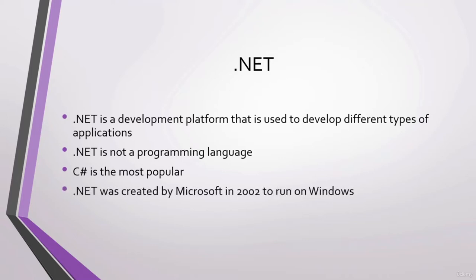.NET was created by Microsoft in 2002 to run on Windows. The idea was to have a framework that would assist you when developing applications. This framework takes care of things like memory management, exception handling. It also allows you to write code in different languages which could communicate with each other. For example, we can call Visual Basic code from C#.